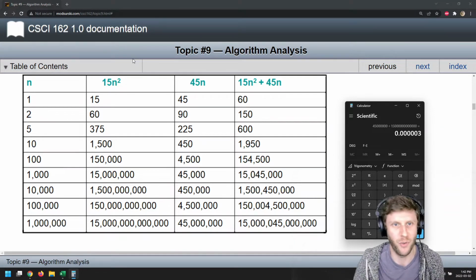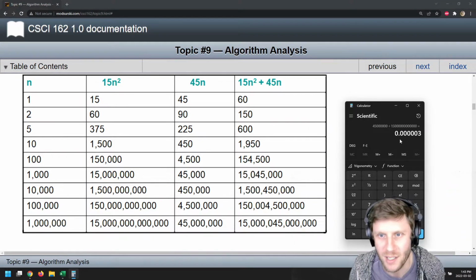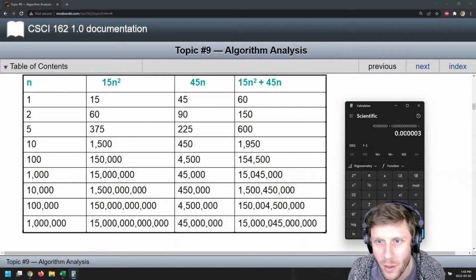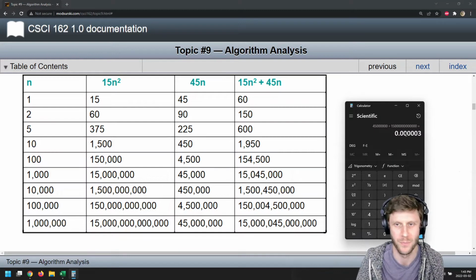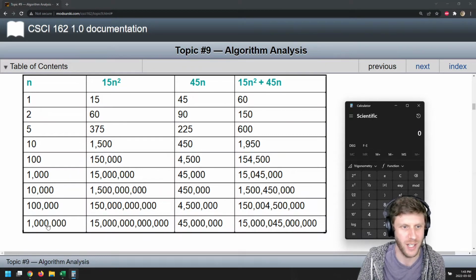I mean, the 45n squared makes up so 0.0003% of the total amount of work. And what's even more interesting is this gets worse and worse. As n gets bigger, that proportion is going to get smaller.